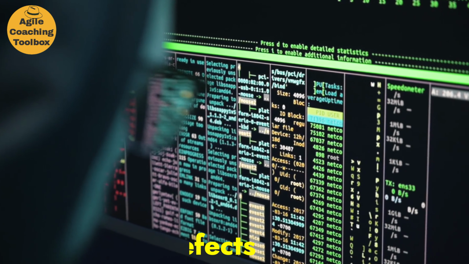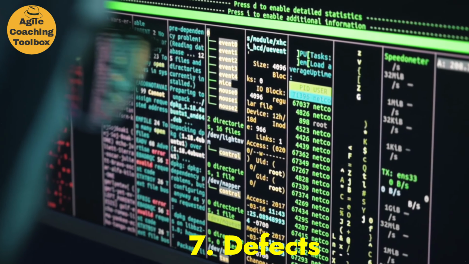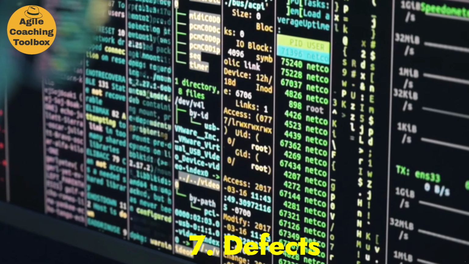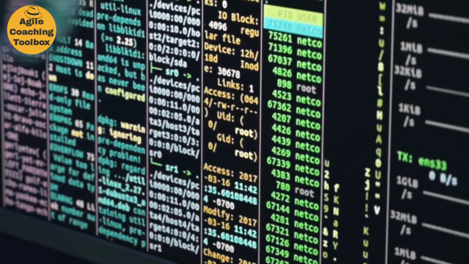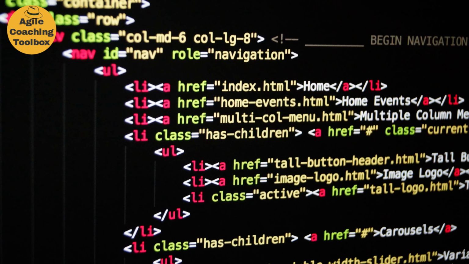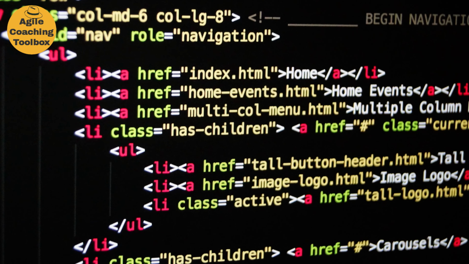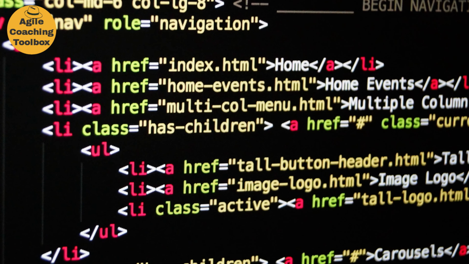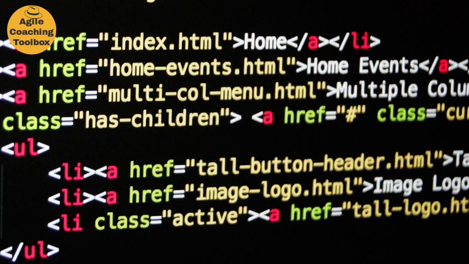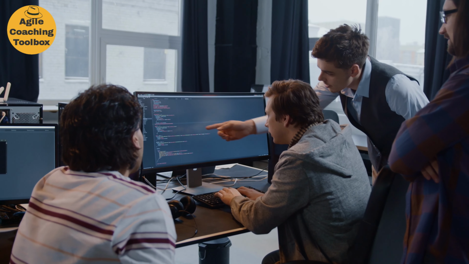Next metric is related to defects, the number and severity of defects found in the product. Defects can be an important metric to track for the Agile teams, as they can indicate the quality of the product being developed. Defects refer to any issue that are found in the product during development and testing. Tracking the number of defects can help the team in identifying areas of improvement and make sure that the product is of high quality before it is released to the customer.